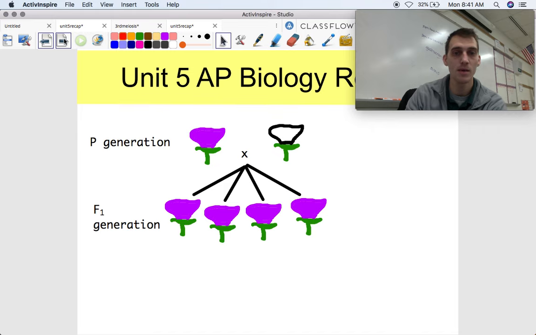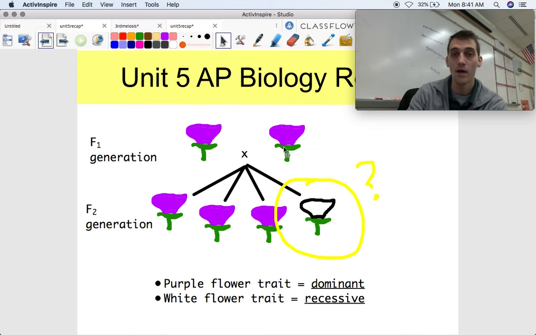And when he crossed them, what did he get? He got all purple flowers, not any white ones. He's like, okay, well, that's cool. All right, now let me try crossing two flowers from the F1 generation. And what happened is that, well, look, there's some white flowered plants. So it kind of looked like it skipped a generation, and he studied that.